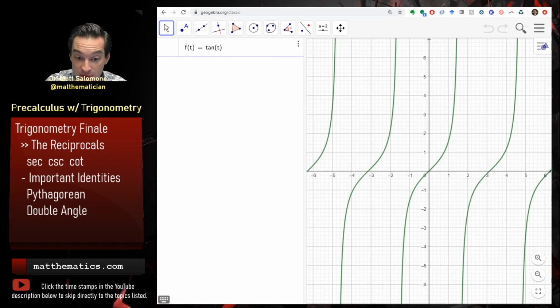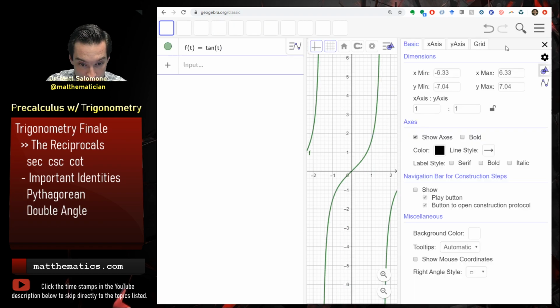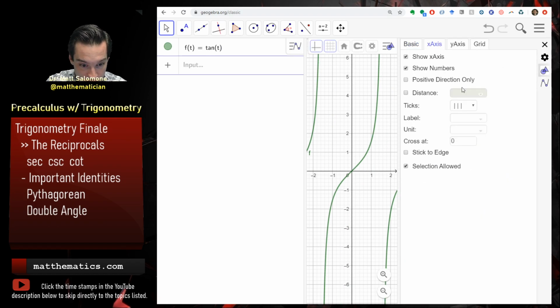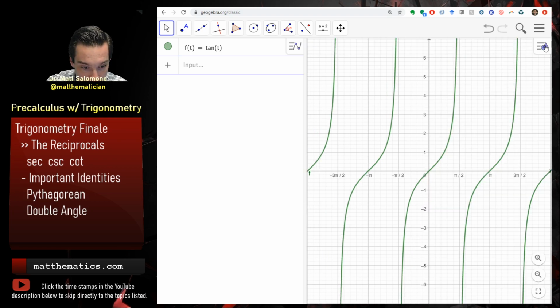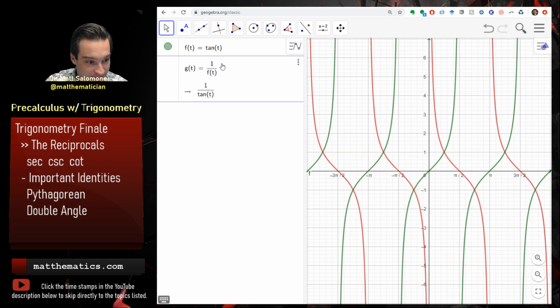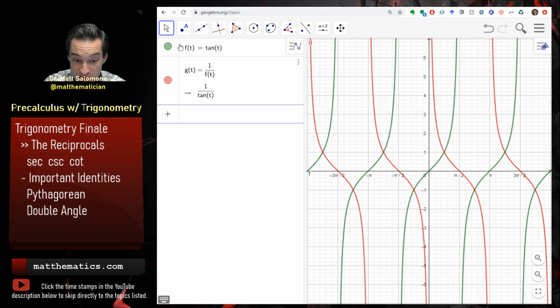So here's my tangent function. I'm going to get the grapher here to label my axis using pi's, as we are accustomed to. Let's have this. Yeah, I think that'll do it. Okay, so here is a graph for my ordinary tangent function. And now what's going to happen if I take the reciprocal, g of t equals 1 over f of t? Here is my cotangent function.